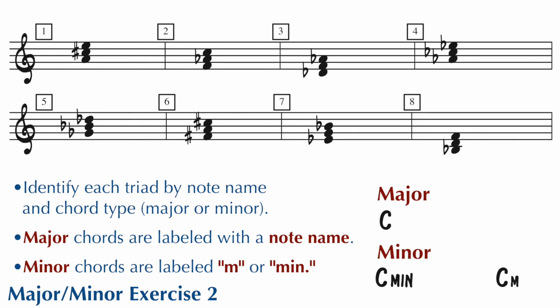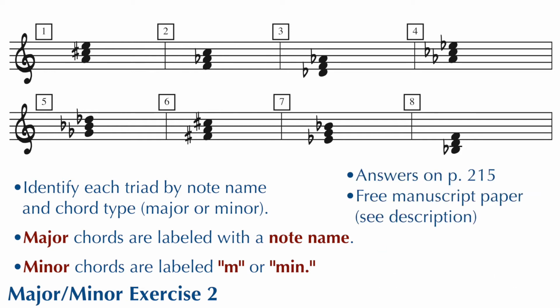And for a C minor chord, you would either write Cm or Cmin, with the C being in uppercase and the m or the min being lowercase. If you have guitar theory modules, you can write your answers right there in the book and check your work on page 215. If you don't have guitar theory modules, go ahead and download that free manuscript paper I told you about. The link is in the description. I'm going to go over these answers right now, so pause the video, write your answers, start the video, and check your answers.